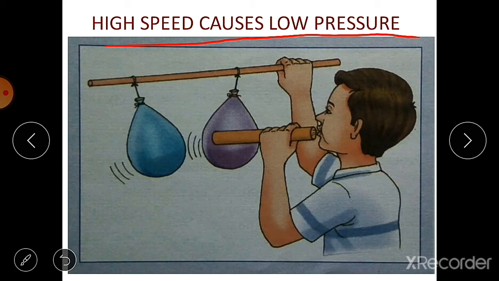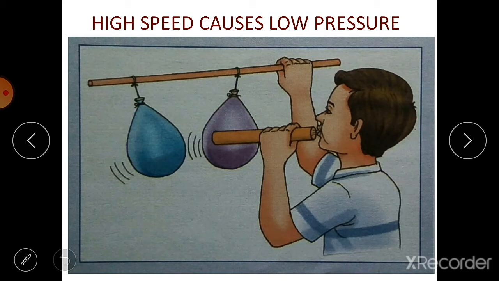Now, another activity to show that high speed causes low pressure. What you have to do is take two balloons, a little water, thread and a rod to hang the balloons. Fill the balloons with a little amount of water and then blow them up so that they are of equal size. Tie them separately with thread and hang them on a rod, and see that they do not touch each other. There should be a gap between the two balloons.